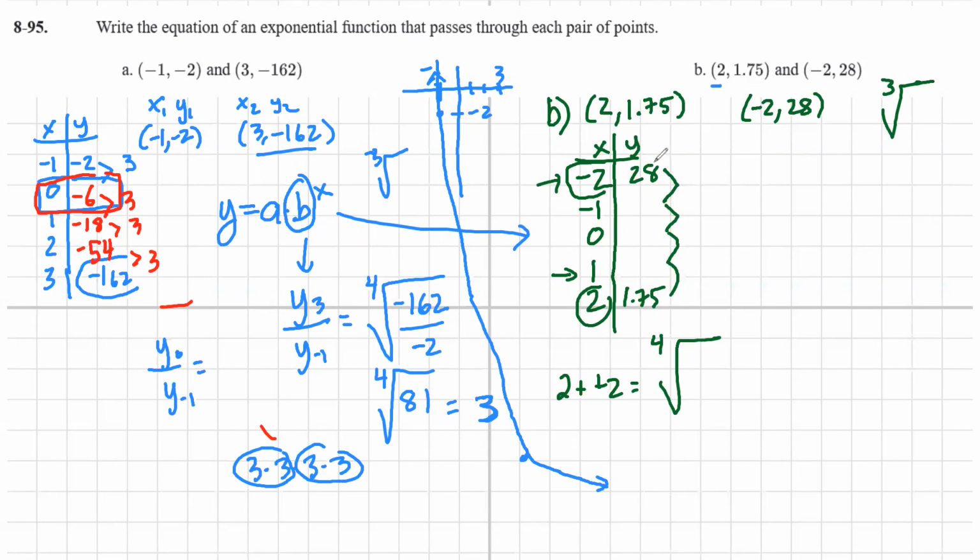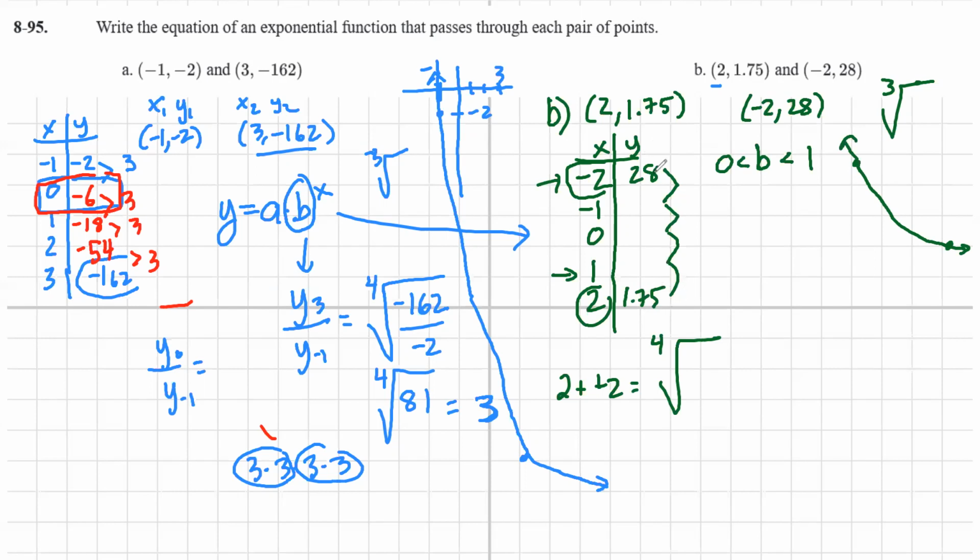Are the numbers getting bigger or smaller? From 28 to 1.75, is that getting bigger or smaller? Smaller. Yay, yes, it's getting smaller. So that tells me that the B value is less than 1, right? But greater than 0, because that tells me my curve is going to be going down, down, down, down, right? It's decreasing because the numbers are getting smaller.